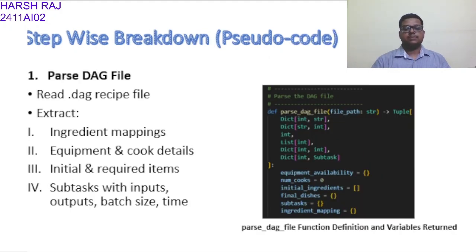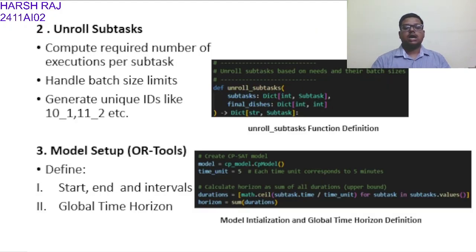The solution pipeline consists of 6 steps. First step, parse the DAG file, whose main task is to read the recipes as a .dag file to extract subtasks and other sets, as shown in the code snippet. Then we unroll the subtasks to determine how many times each subtask must run to meet output requirements. This generates new IDs for each batch of subtasks and also adjusts batch size.